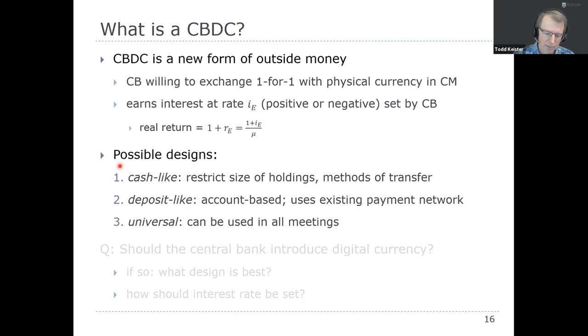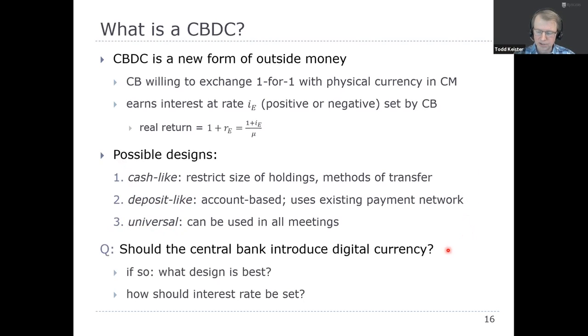Okay. Behind this are some assumptions that technologically it's feasible to make this thing work like cash, work like deposits, or work like both. And we're going to just trace out the implications of those 3 choices. So the question: should the central bank introduce a digital currency? If so, which of the 3 designs should it use, and how should it set the interest rate?